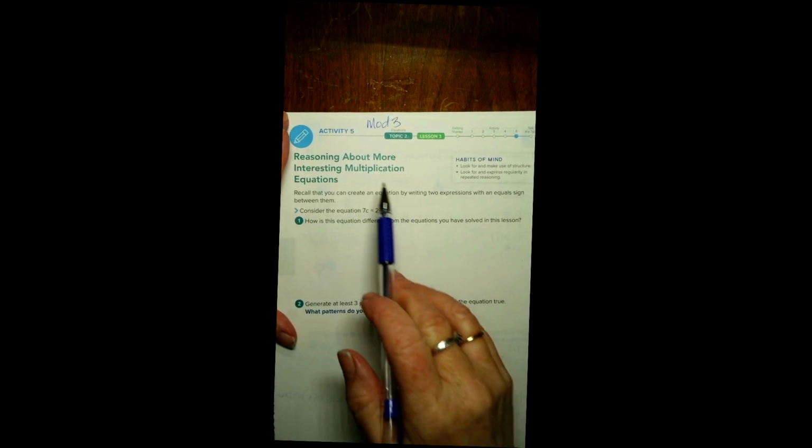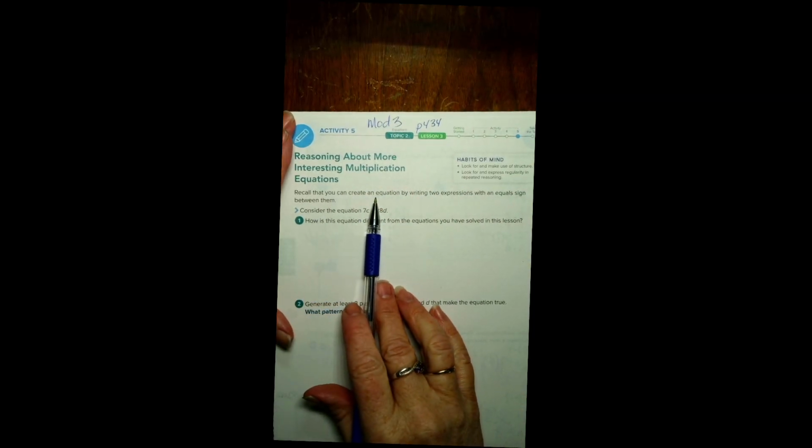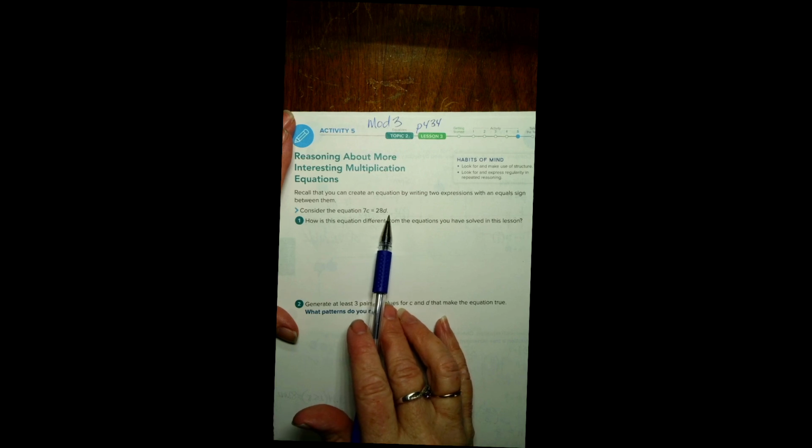Okay, so we are moving on in Module 3, Topic 2, Lesson 3, Activity 5. It's on page 434. Reasoning about more interesting multiplication equations. Recall that you can create an equation by writing two expressions with an equal sign between them. Now it says consider the equation 7c equals 28d. How is this equation different from the equations you've solved in this lesson?